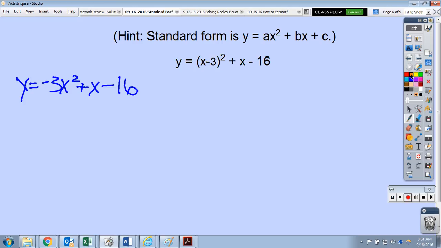Okay, so standard form, they say standard form is this, right? We know this, y equals ax squared plus bx plus c, so it's fully expanded, right? And nothing factored. All right, so if we expand this, let's be safe and write this as x minus 3 times x minus 3. That's what x minus 3 squared means, plus x minus 16.